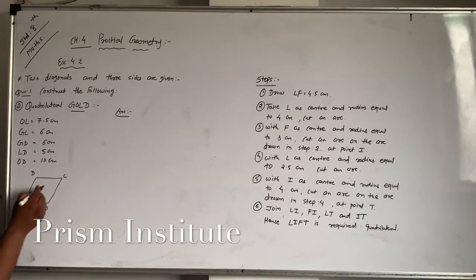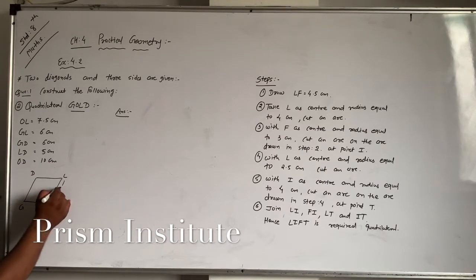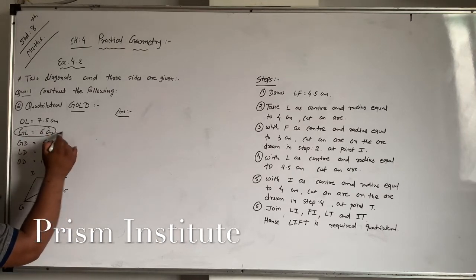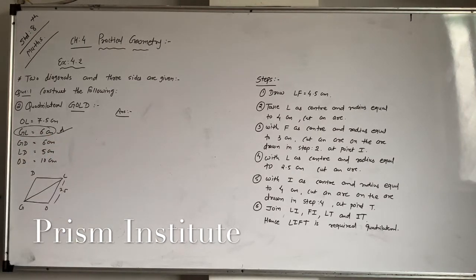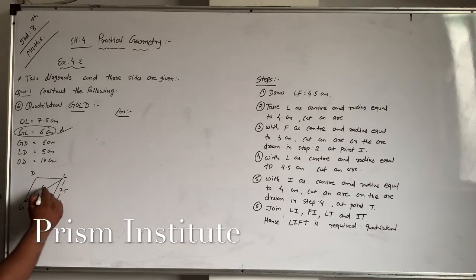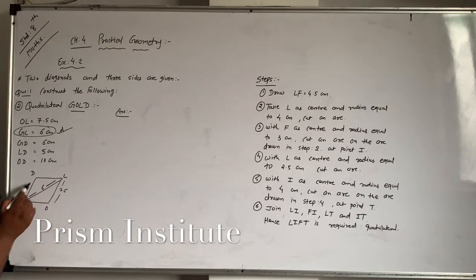Now OL, that is O to L, is 7.5. Now GL is the diagonal, so join G and L. So GL is 6. Now GD, here GD is 6 also. LD is 5, and OD is 10. So OD is also a diagonal.